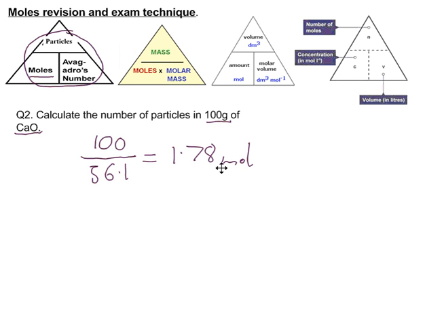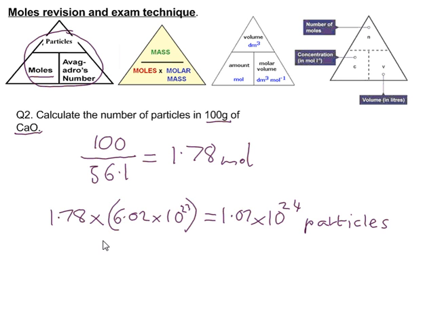Okay, so now we have the number of moles. The question actually wanted the number of particles. So to work out the number of particles, we must use this equation. We have the moles, so to work out the number of particles, it is the moles multiplied by Avogadro's number. So 1.78 moles multiplied by Avogadro's constant gives us the total number of particles. Now, when you're inputting the numbers into your calculator, just make sure that you put Avogadro's constant in brackets to ensure that the calculator works properly.